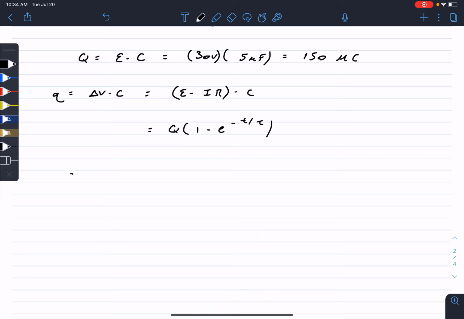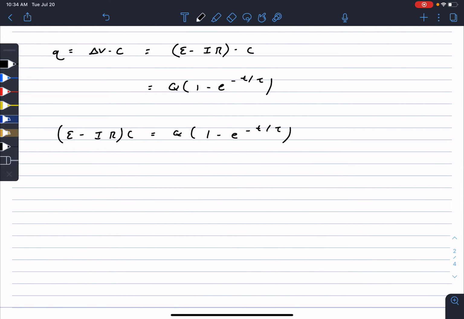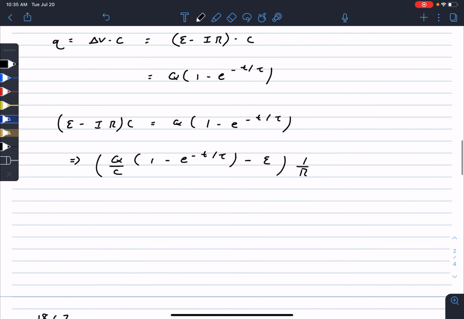So now what we're going to do is take these two expressions I found using the things that we know, set them equal to each other, and solve for I. So we have Q over C, 1 minus e to the negative t over tau, minus the EMF, and then everything over R. And that's going to equal negative I.